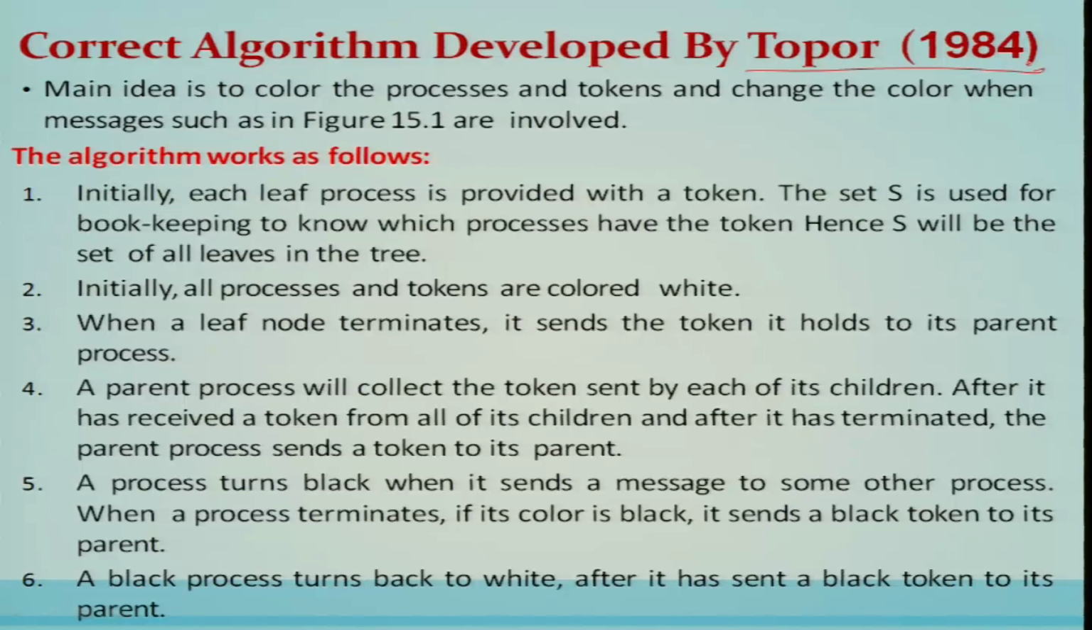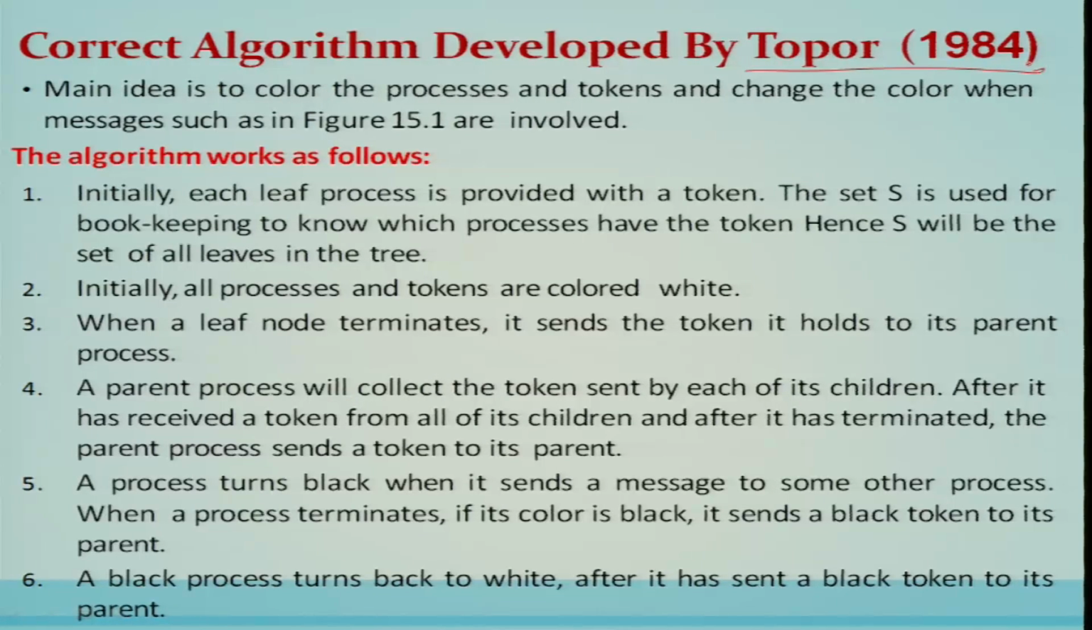Initially, each leaf is provided with a token. The set S is used for bookkeeping to know which processes have the token, hence S will be the set of all leaves in the tree. Initially, all processes and the token are colored white. When a leaf terminates, it sends the token it holds to the parent process. A parent process will collect the token sent by each of its children, and after it has received a token from all of its children and has terminated, the parent process sends a token to its parent.